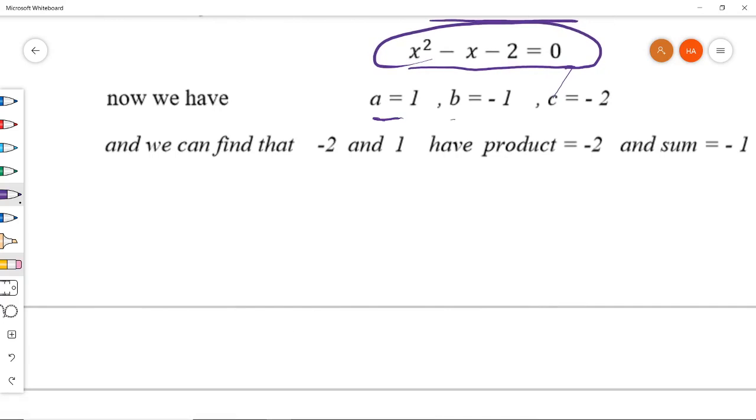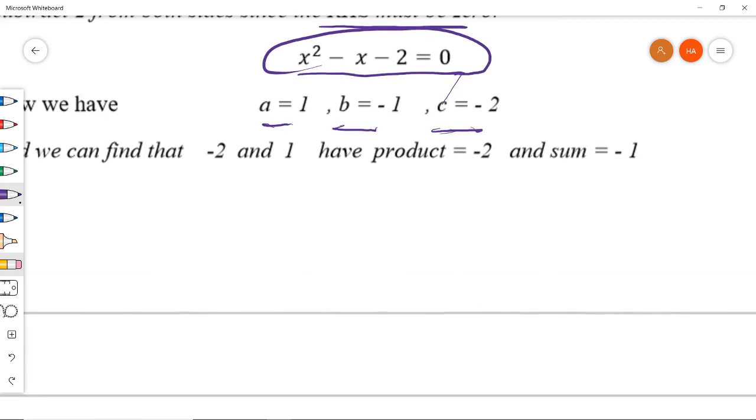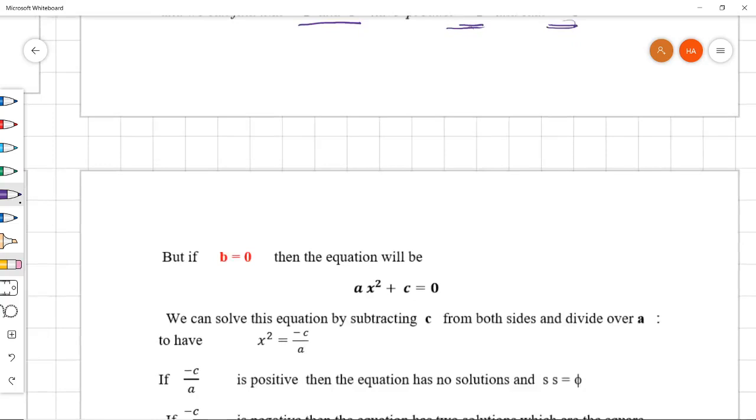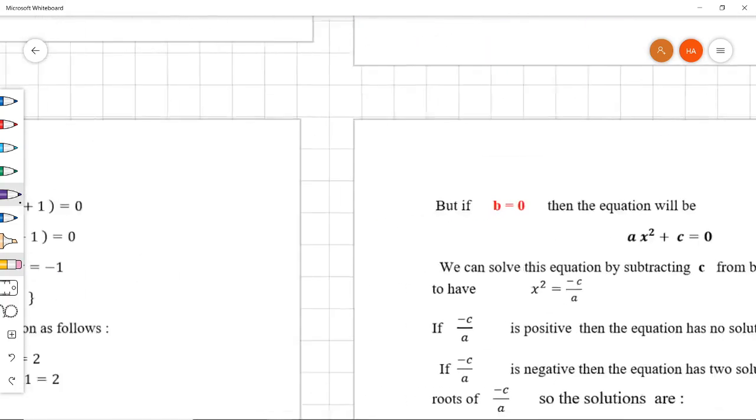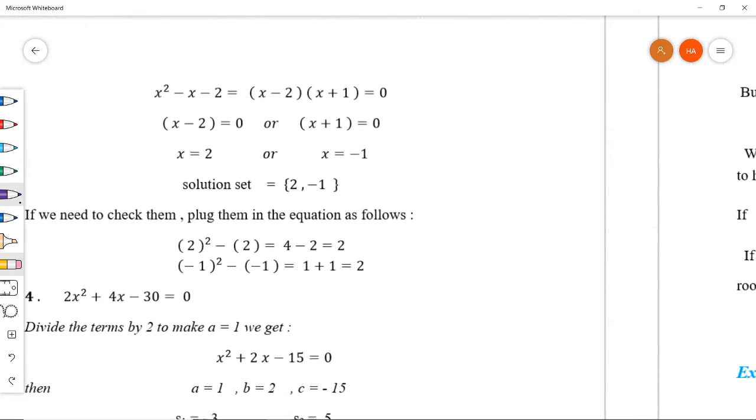So a is 1, b is negative 1, c is negative 2. Are there two numbers whose product is negative 2 and whose sum is negative 1? Yes, negative 2 and 1. Their product is negative 2 and their sum is negative 1. So the equation can be factored into two brackets like this. Then the first solution is 2.